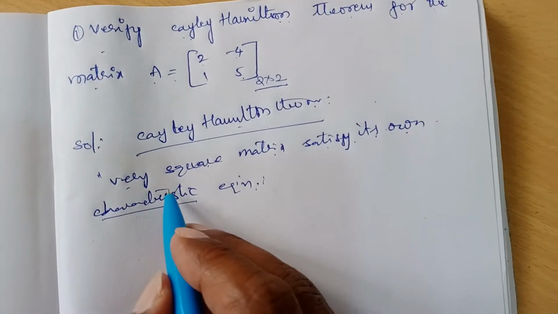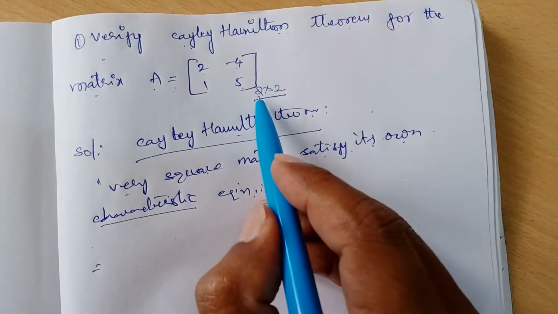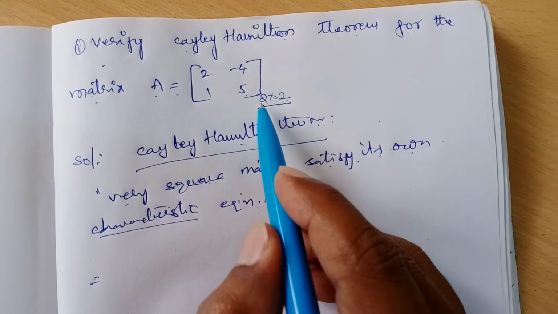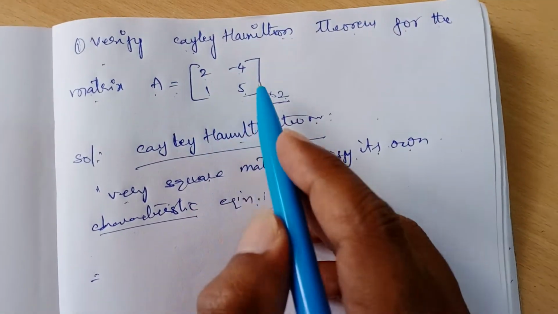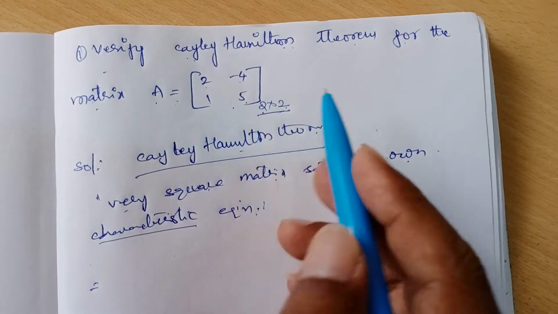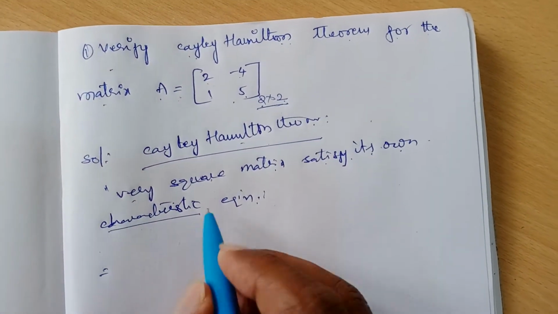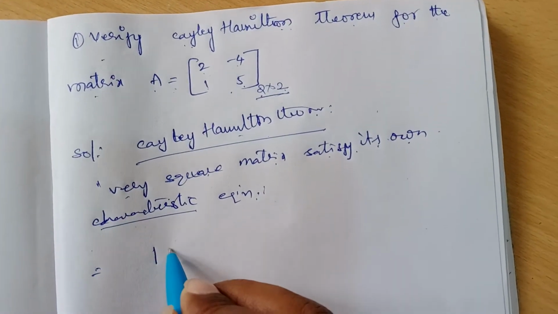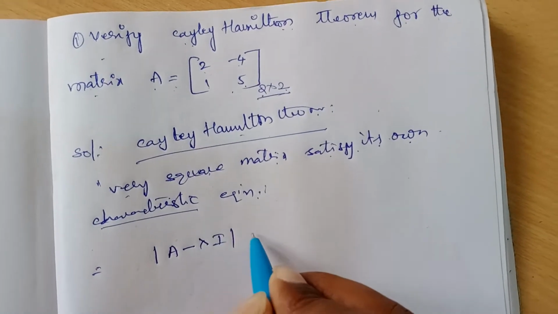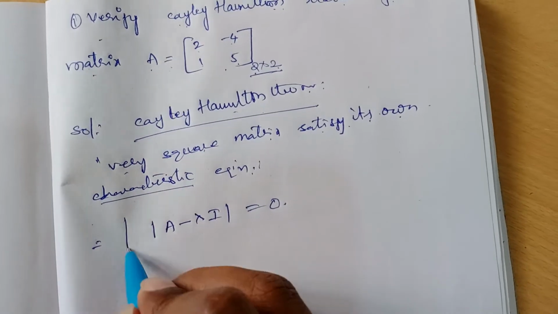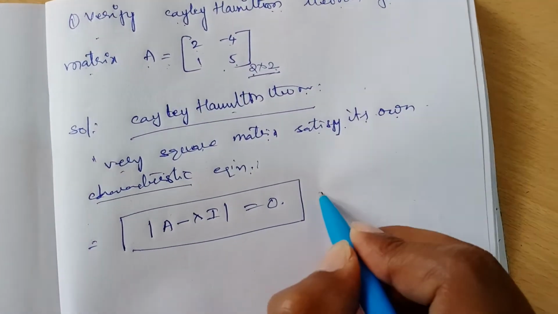See, what is the characteristic equation? See here, a 2 by 2 matrix. Here we have 2 rows and 2 columns, so this is one of the square matrices. So the characteristic equation is mod A minus lambda I is equal to 0. This is called the characteristic equation.